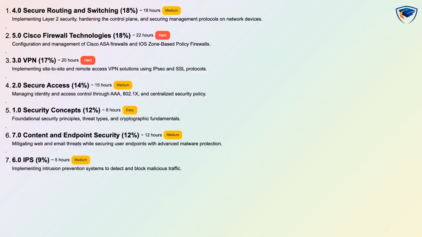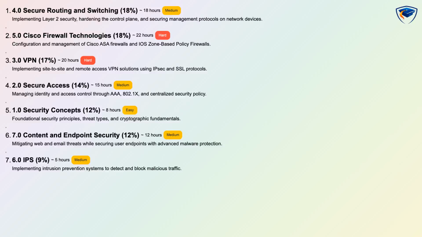The CCNA Security exam is divided into 7 domains, each with its own weightage and focus area. The domains are Network Security, Firewall Technologies, VPN, Secure Access, Security Concepts, IPS, and Content and Endpoint Security. Understanding the weightage of each domain is crucial for effective preparation.